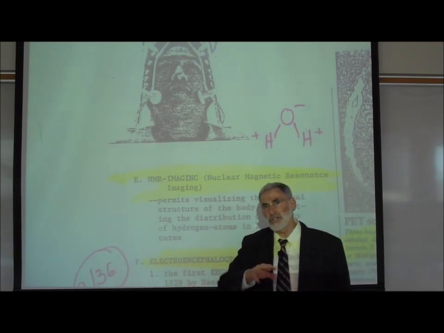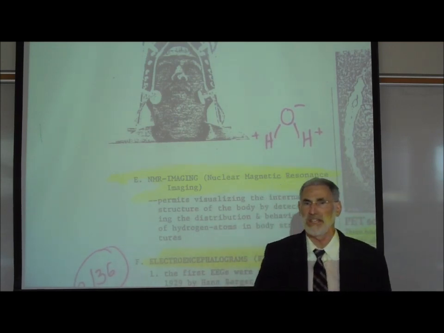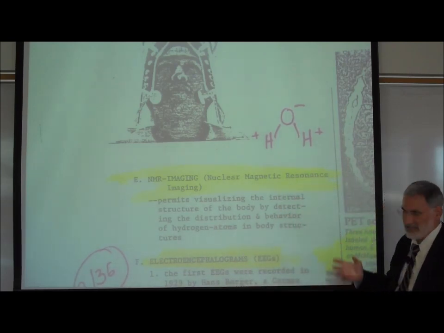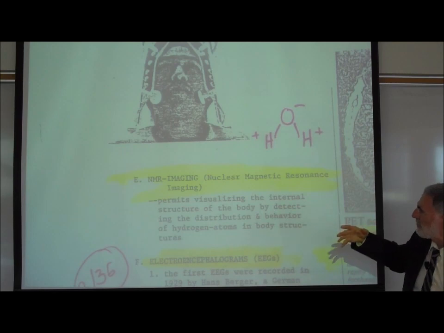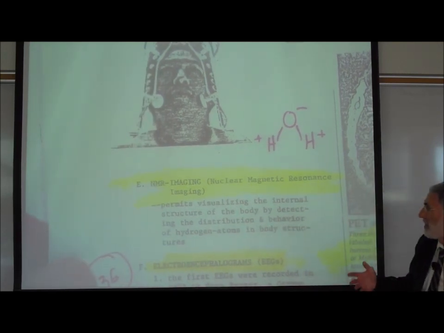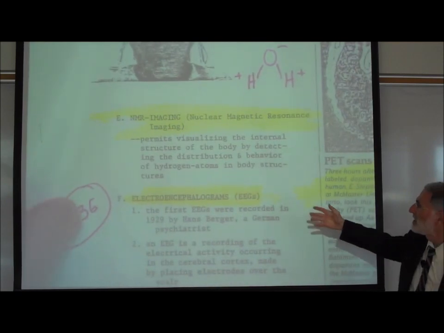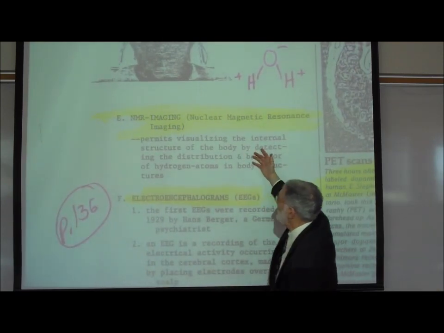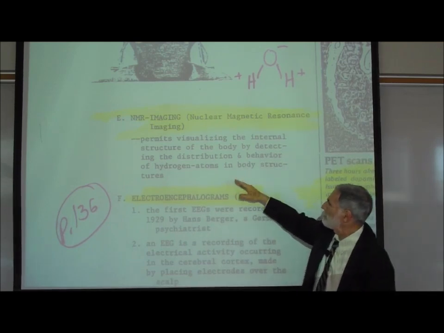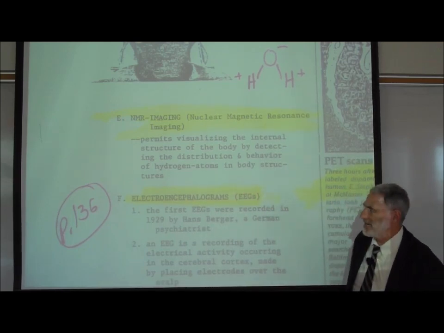And this changing in the position of these water molecules and other dipole substances in the body is used by a computer to reconstruct an image of the body, such as the brain. So we wrote that it permits visualizing internal structure of the body by detecting the distribution and behavior of hydrogen atoms in body structures.